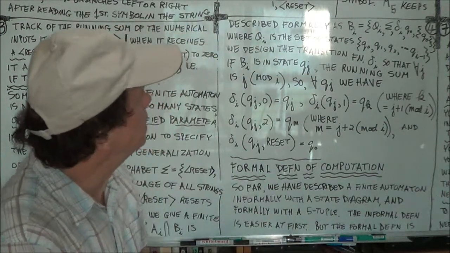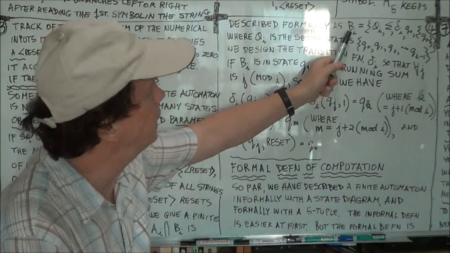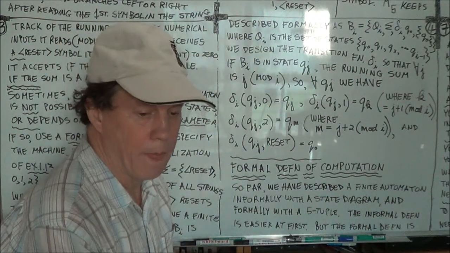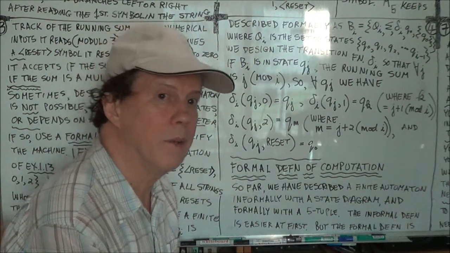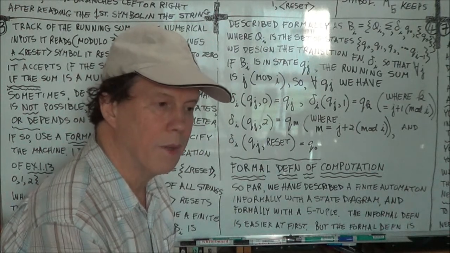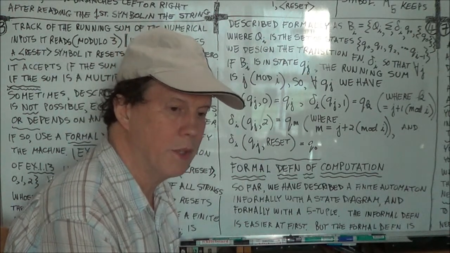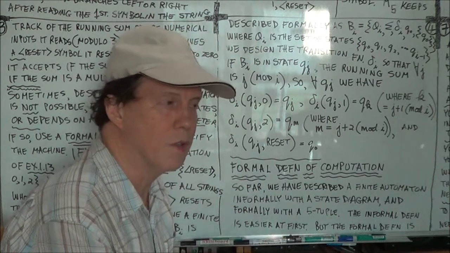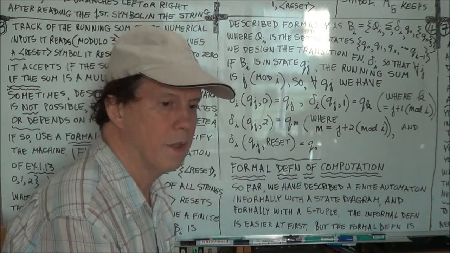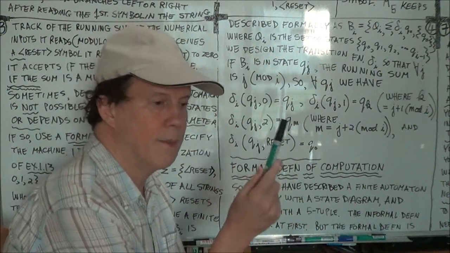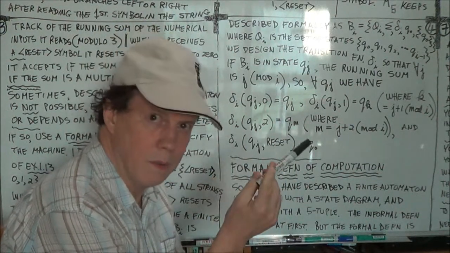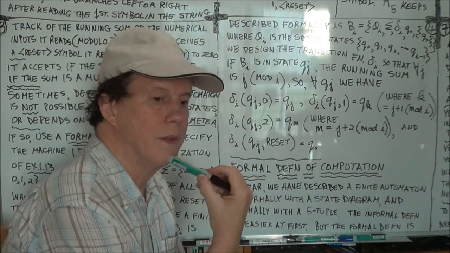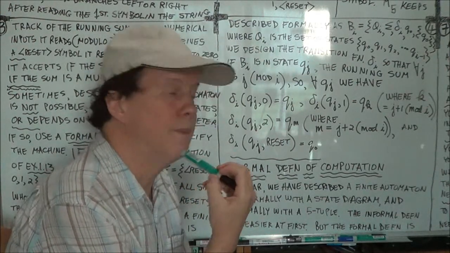Okay, so here's your formal description of BI. Remember, it's the automaton that recognizes the language AI. And what's AI? It's the language whose strings, set of strings, are such that if you sum all the zeros, ones and twos in the input string, you'll get a sum that is a multiple of I. Right?